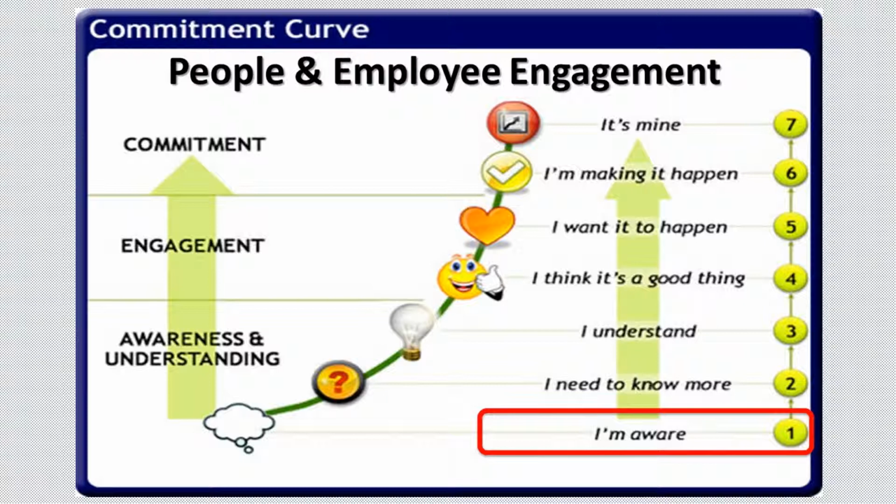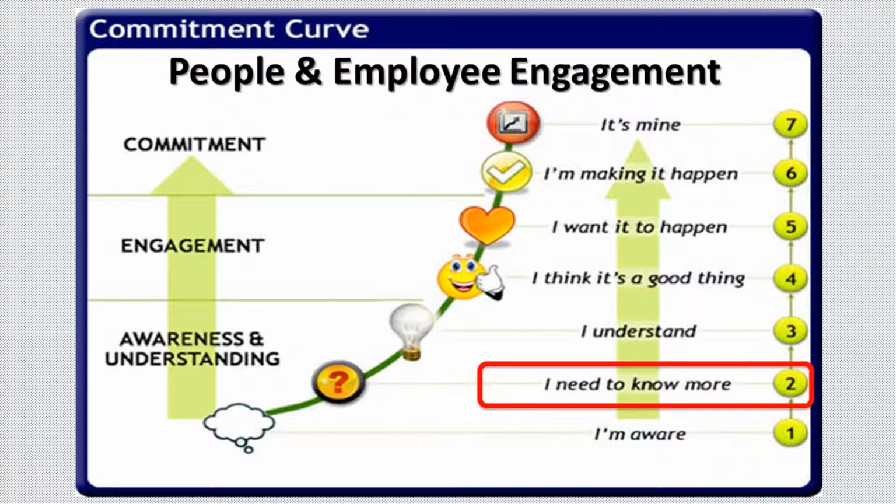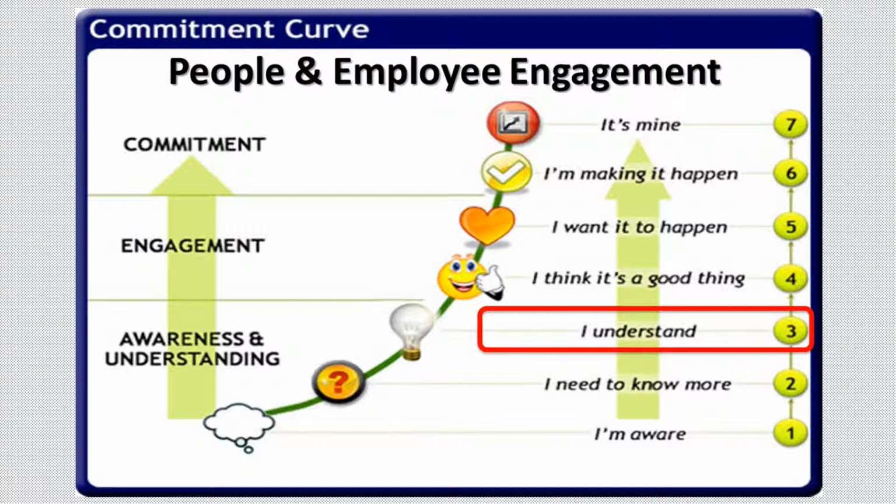We need to go over to button number 2: I need to know more. I'm aware my wife is looking at me, but I don't know why. So I ask her, what? And she shares with me, the lawn needs to be mowed. Once she shared that information with me, I move on to level number 3, which is, I understand. I now understand why she's looking at me. I have the detail, I have the information, so I now have an understanding. Keep in mind that these are building blocks. The one needs to happen before the next can happen.